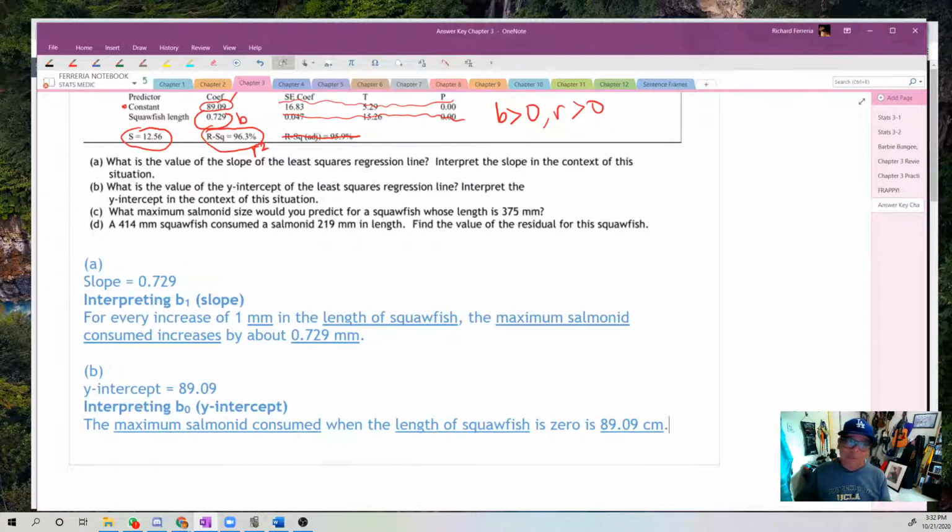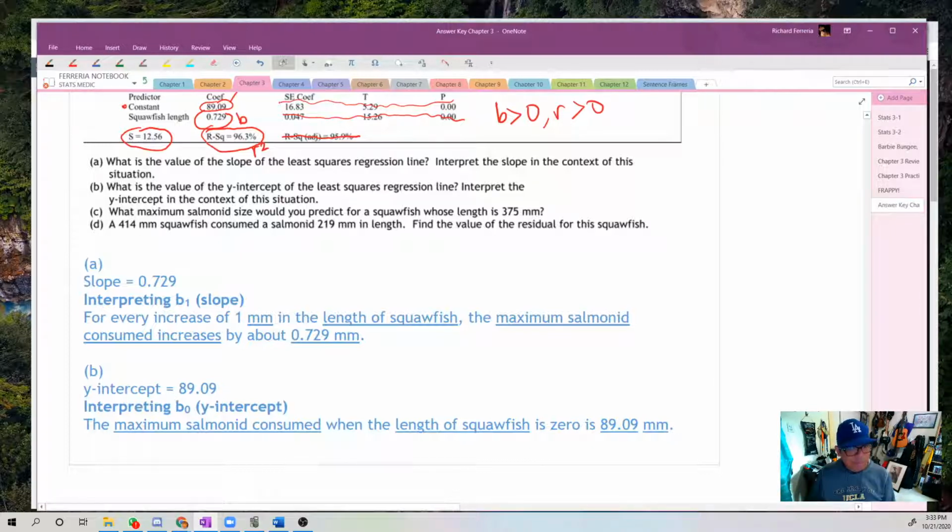Notice that really doesn't make sense. There is no squawfish with a length of 0. And I also noticed that I messed up the units on that one. Back to my other point: the y-intercept doesn't always make sense. The y-intercept only makes sense if your explanatory variable has data close to 0. If there's no data close to 0, then it doesn't make any sense at all.